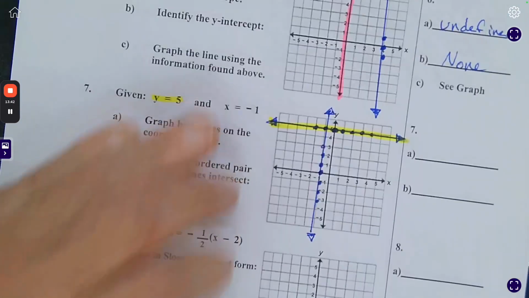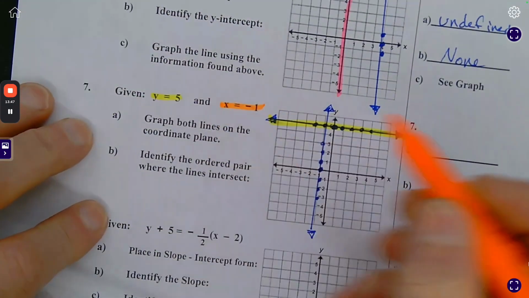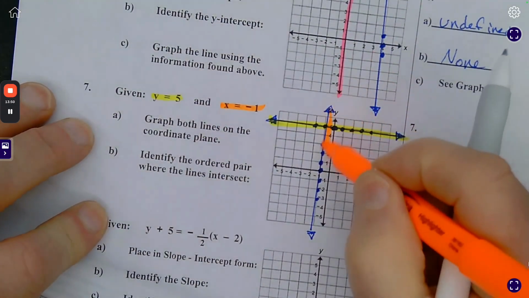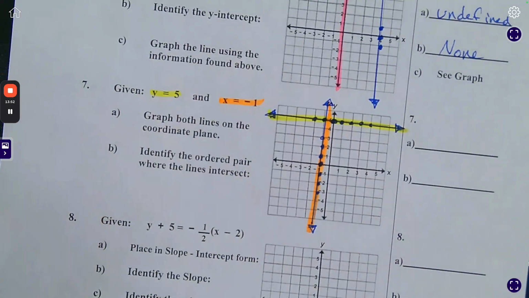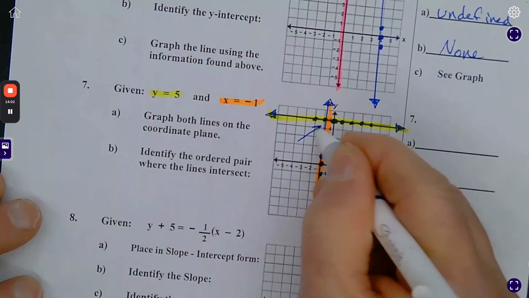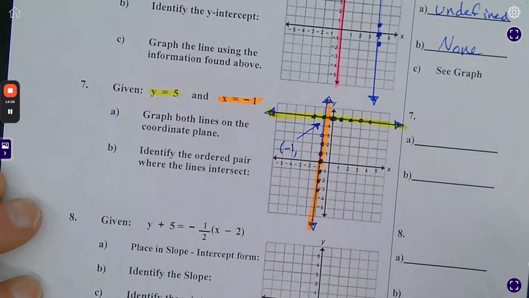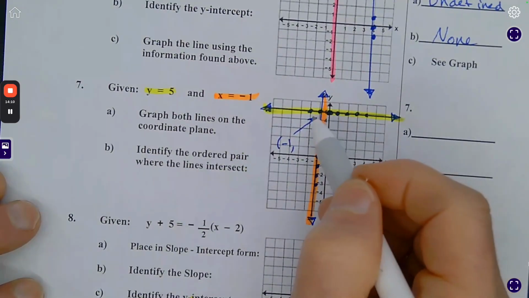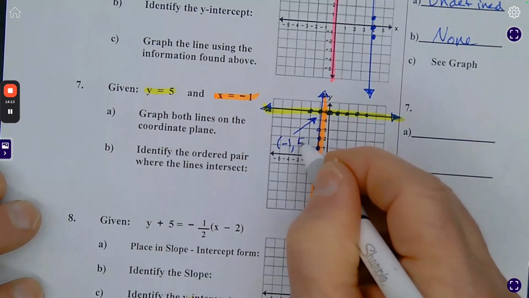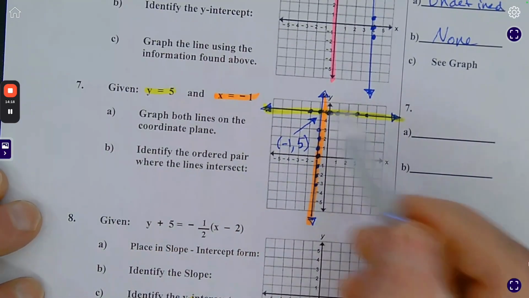Oh, this is fun. Okay, let's talk about this. Graph lines. Okay, I did that. I'm going to go ahead and highlight that for you. Boom. Identify the ordered pair where the lines intersect. Intersect means they cross. Well, the only place they cross is right there. Okay, what's the x value? The x value is negative 1. What's the y value? The y value is 5. X is negative 1, y is 5. Sure, that's where they intersect.